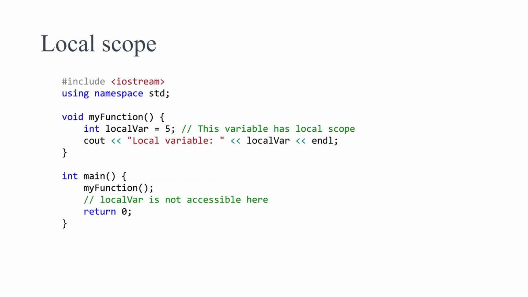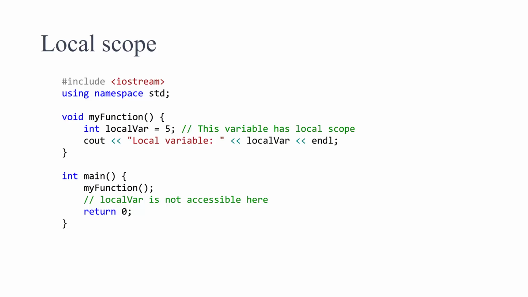Local scope. The identifiers declared within a function or a block of code have local scope. They are accessible only within that function or block and have a lifetime that lasts until the end of the function or block. In this code, a local variable, local_var, is declared inside the main function. This means that it has a local scope. It can only be accessed and modified within the function where it is declared.